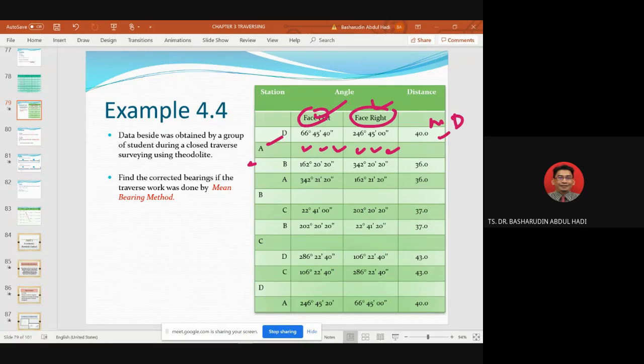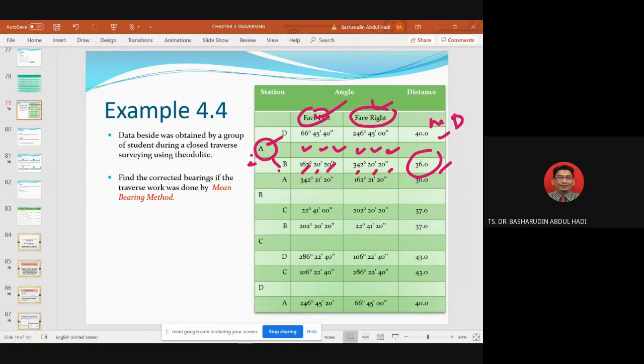All right. So you still occupy A, you do not move your equipment. You observe at point B and you get the face left 162 degrees, 20 minutes, 20 seconds. And you rotate your telescope again from A to B, 342 degrees, 20 minutes, 20 seconds. So you are measuring by using tape, and the distance from A to B is 36.0 meters.